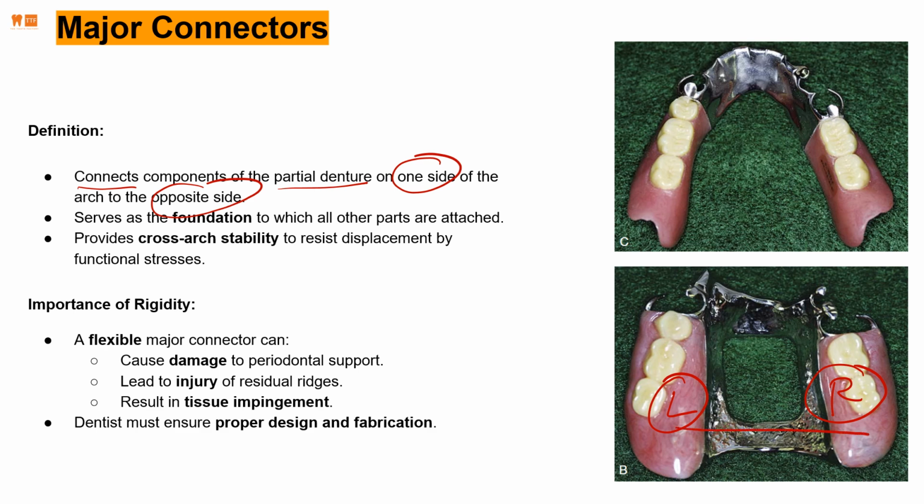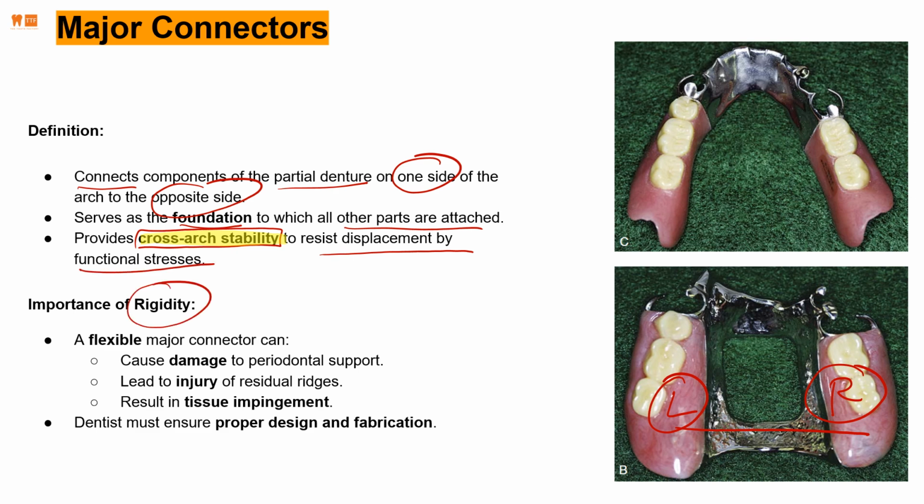Very simple. It serves as the foundation to which all other parts are attached, and that includes minor connectors, right? It provides cross-arch stability, and this not only could be an exam question, but it's also a very, very foundational concept. A major connector is a cross-arch stability component. It resists displacement of the denture from functional stresses.